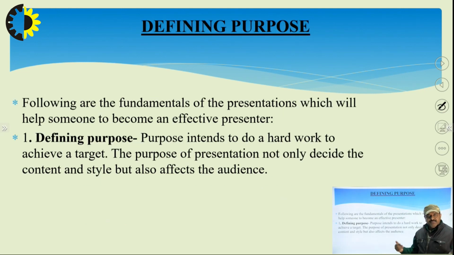Now, for presentation, some purpose should be there, that is why you are presenting. Purpose is required in every field, in every area, in every topic. So, let's see. Following are the fundamentals of the presentation which will help someone to become an effective presenter. First, defining purpose. You should define your purpose first. Purpose intends to do hard work to achieve a target. The purpose of presentation not only decides the content and style but also affects the audience. Therefore, it becomes very important for all of us to be very clear and well defined about purpose.